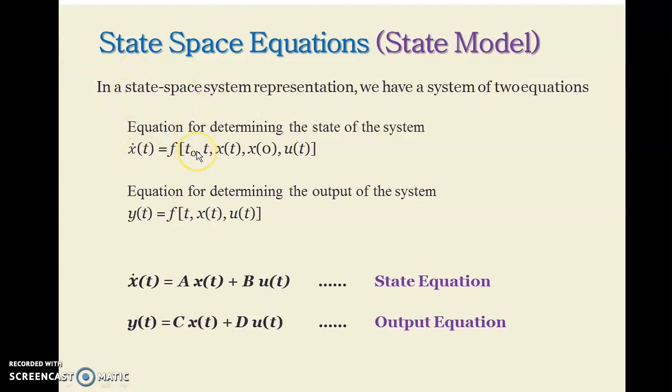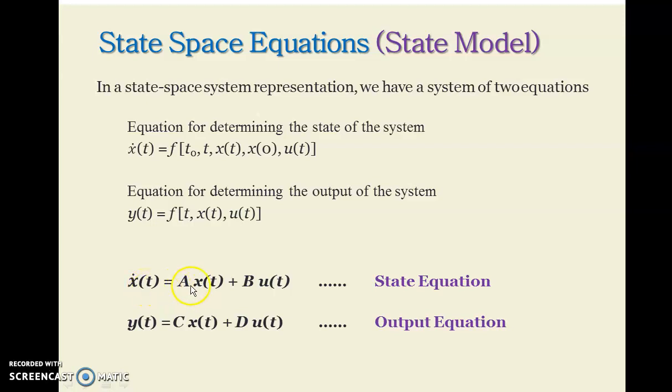a function of time t, state variable at time t, and input vector. Whereas output equation is the function of time t, state variable and input variable. In matrix form, state equation and output equation are represented as x dot, which is first order derivative of x.